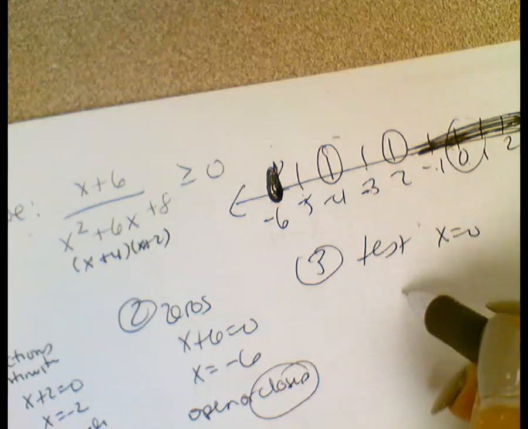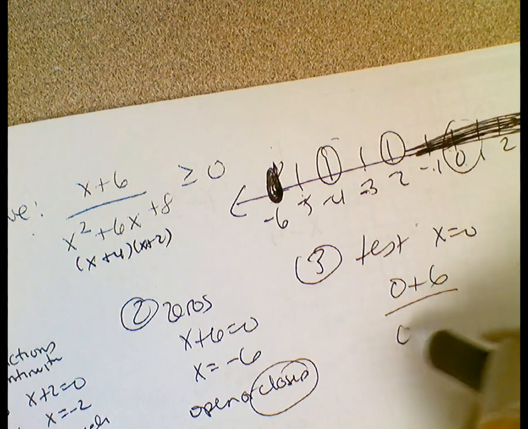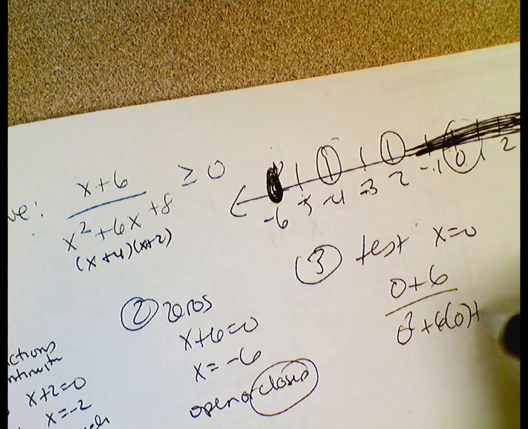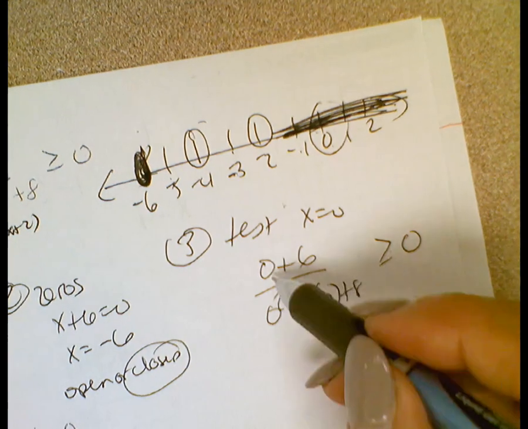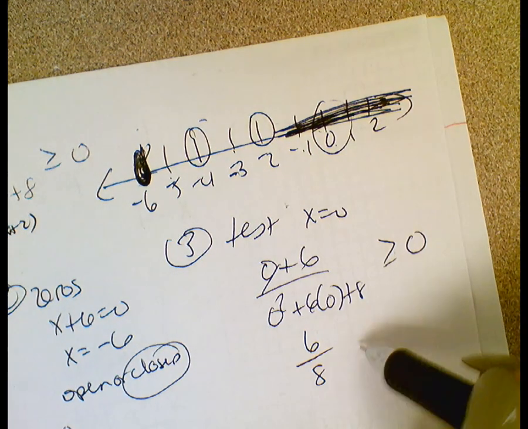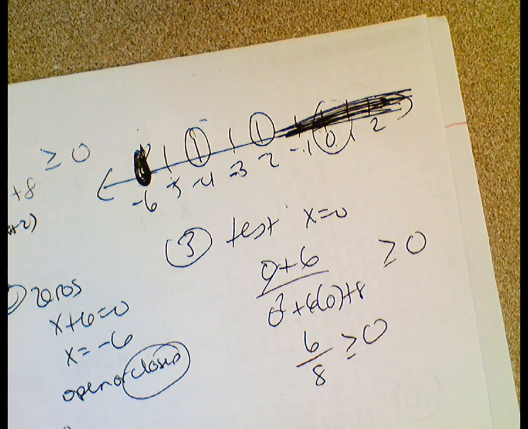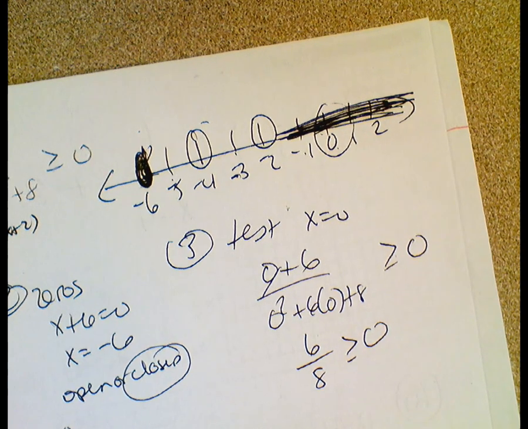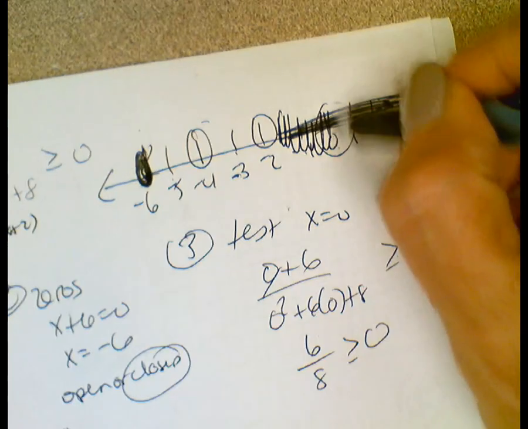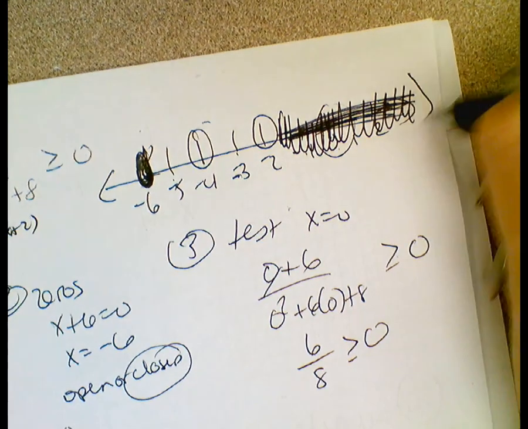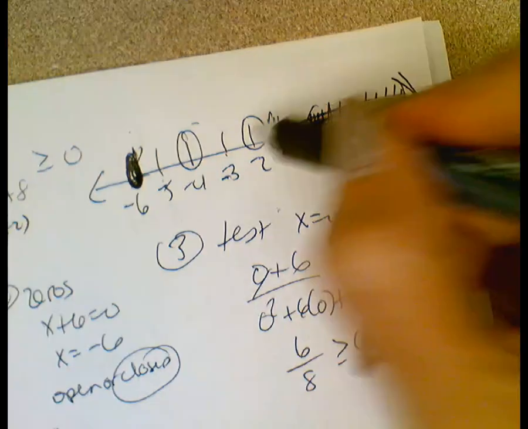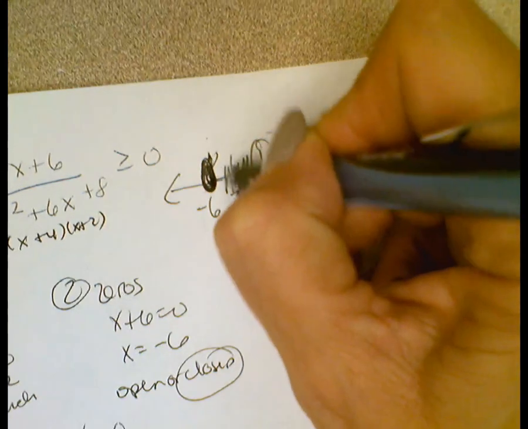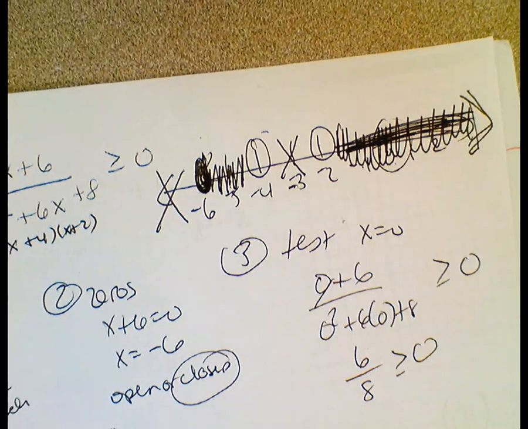Test 0. So basically, when you test a 0, it looks like this. If you put a 0 in, is it greater than or equal to 0? Let's see. This is 6 over 8. Is that greater than or equal to 0? Well, yes. It's positive, so it's greater than 0. So 0 does work. Thank goodness I can shade this in. So this whole section works. That means this section does not work. That means this section does work. And that means this one does not work.